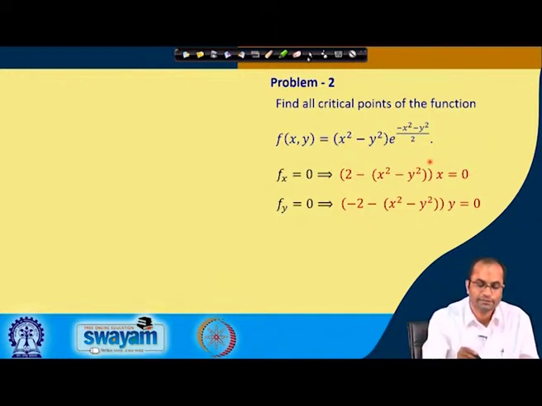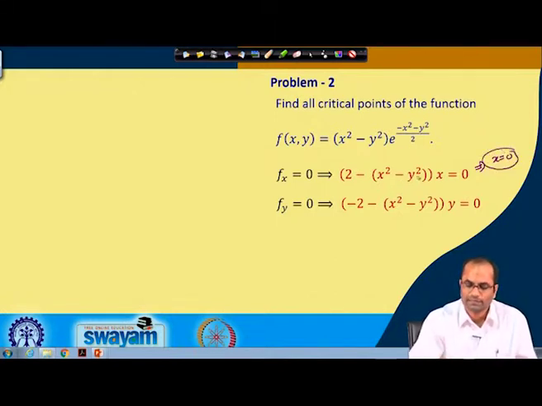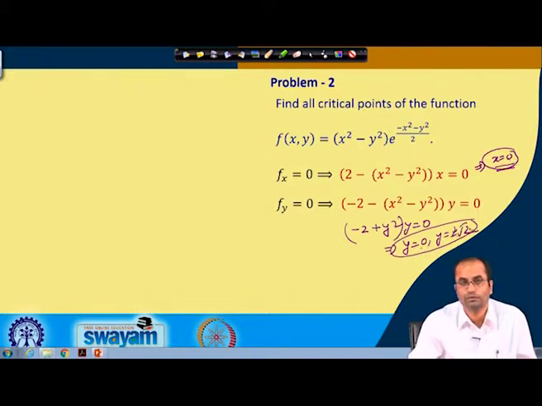So, for example, we take x = 0. From this first equation, if we take x = 0, irrespective of y, this f_x will be 0. And in this case we will get −2 plus y², so this x is 0 and then we have y = 0. So, from here we got y = 0 and y = ±√2. So, corresponding to x = 0, we have the points (0, 0), (0, √2) and (0, −√2).